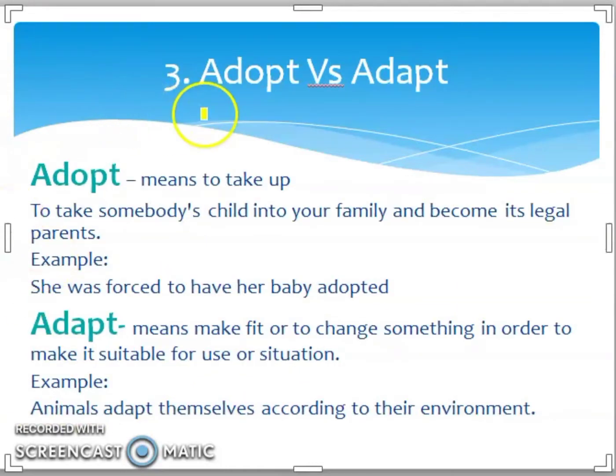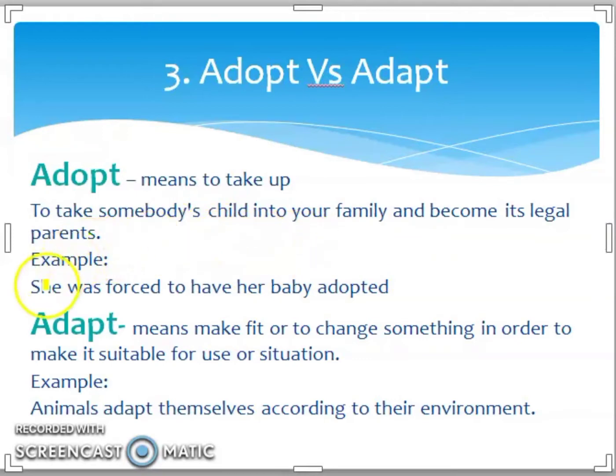Adopt versus adapt. Now, here the pronunciation of this pair varies. The first word is adopt and the second word is adapt. Alright? Now let's look at it in detail. Adopt means to take up, to take somebody's child into your family and become its legal parents. Example: she was forced to have her baby adopted. Alright? So adoption is the process or the legal procedure of taking someone's child as your child.